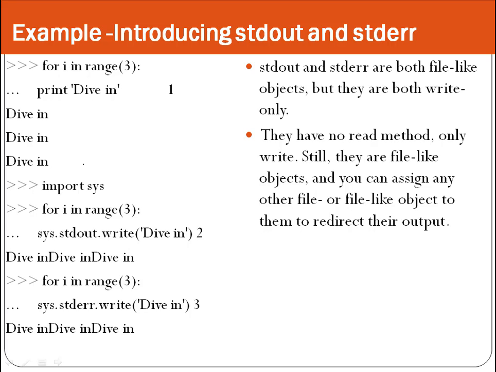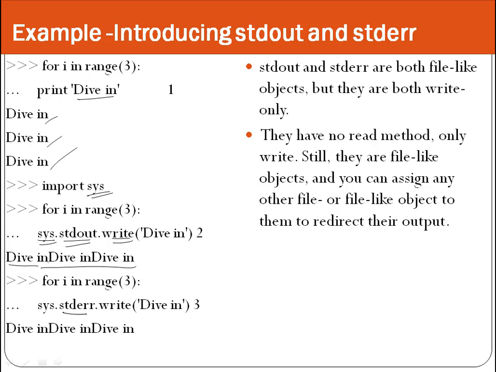So let's see, for i in range(3): print 'dive in', right? So what will be the output? Dive in, dive in, dive in. Now you are importing sys. So here sys.stdout.write('dive in'), right? It will write like this: dive in, no space, dive in, no space, dive in.